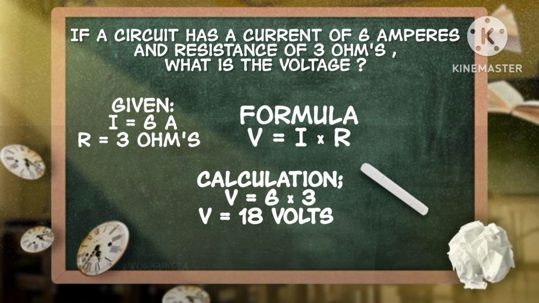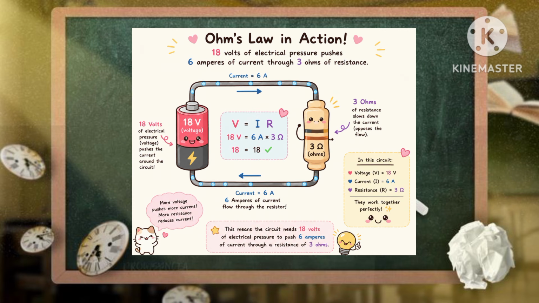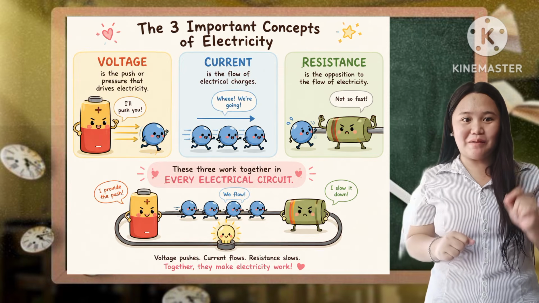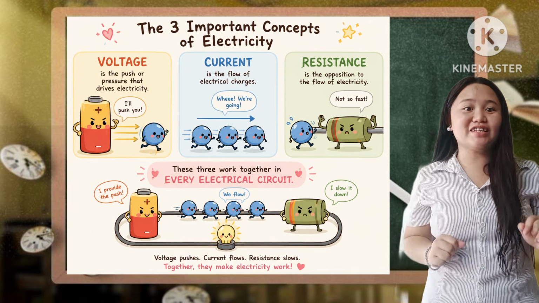Now, substitute the values. Voltage equals 6 times 3, and 6 multiplied by 3 is equal to 18. Therefore, the voltage is 18 volts. This means the circuit needs 18 volts of electrical pressure to push 6 amperes of current through a resistance of 3 ohms.